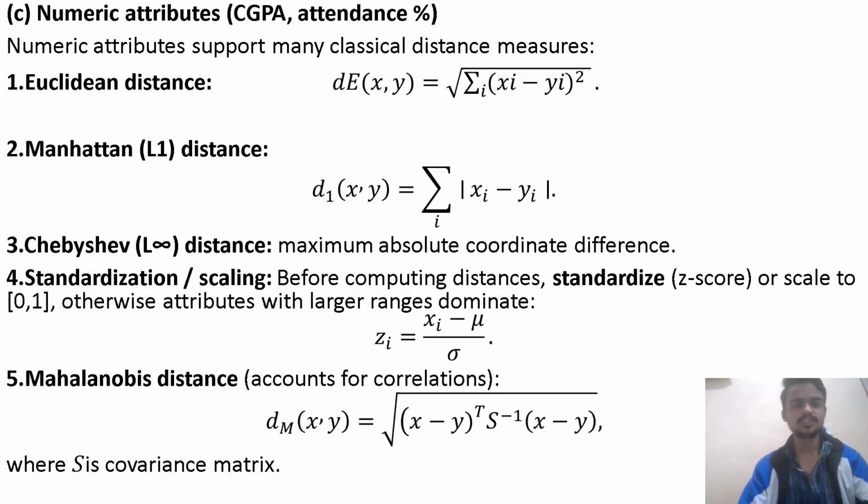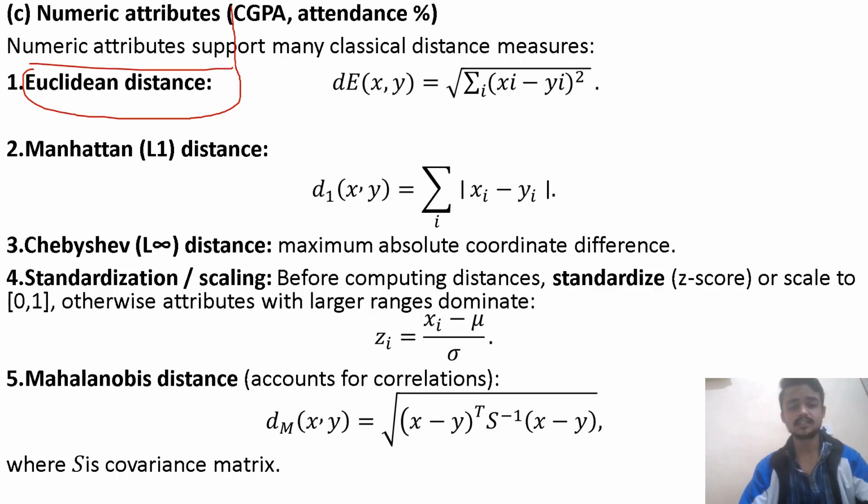Numeric attributes, for example CGPA and attendance percentage. Numeric attributes support many classical distances. Euclidean distance: d(x, y) is equal to the square root of the summation over i of (xi minus yi) whole squared. Manhattan L1 distance: d1(x, y) is the summation of the modulus of xi minus yi.